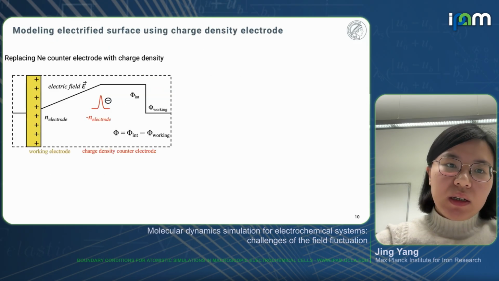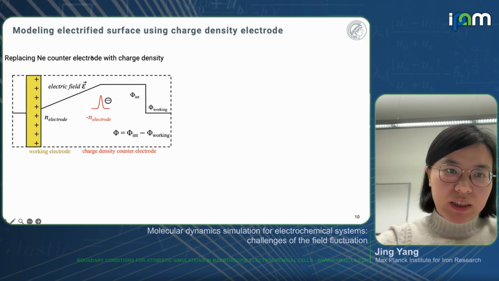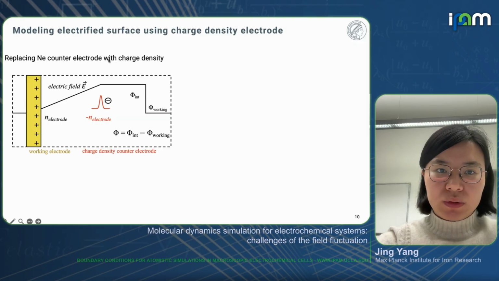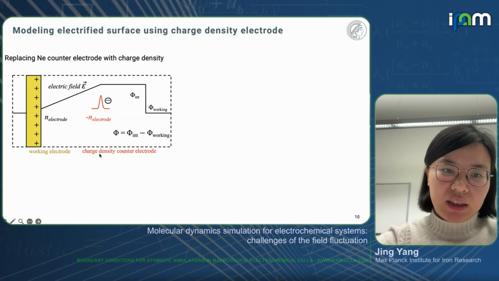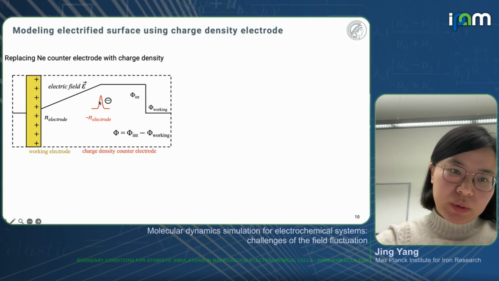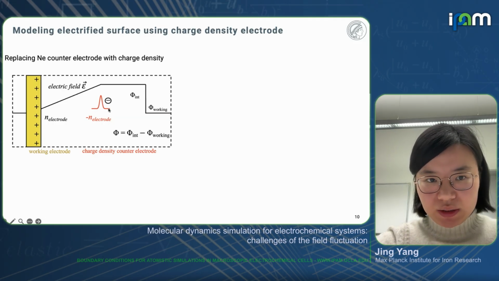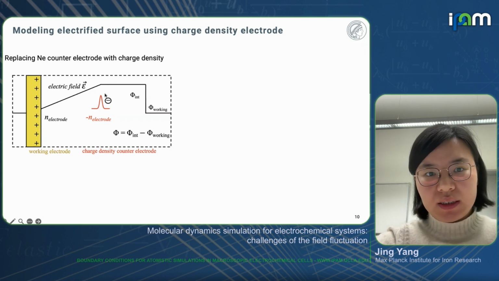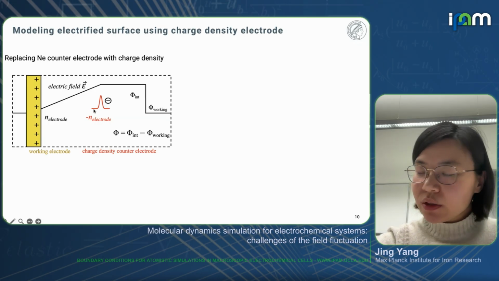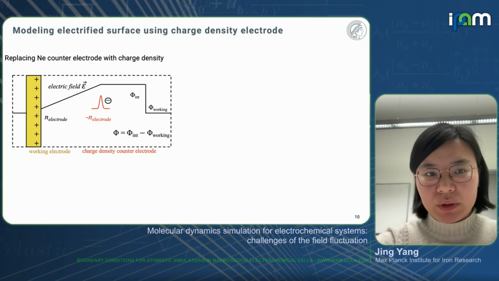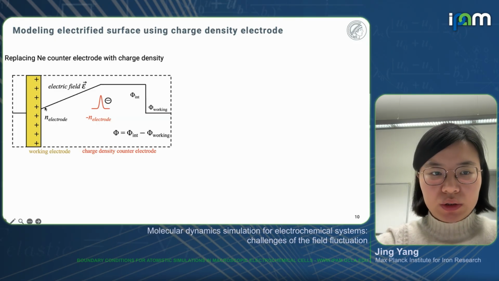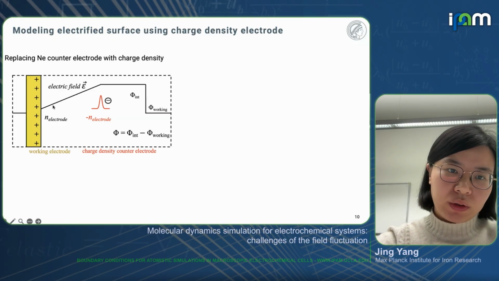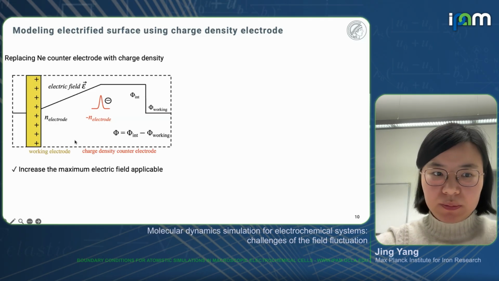What we did is we replaced the neon counter electrode with a charge density electrode. So instead of having explicit neon atoms to hold the counter charges, now we just put a charge density at this position instead. And then the potential corresponding to this charge density is added into a DFT calculation. In this way, we can achieve the same kind of computational setup as a neon counter electrode. So again, build up a constant field across this slab system.